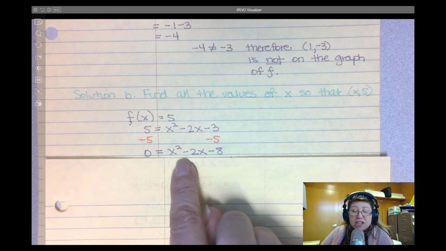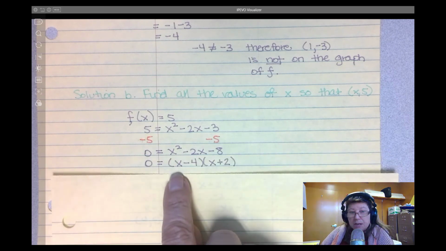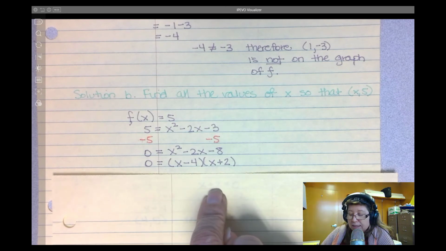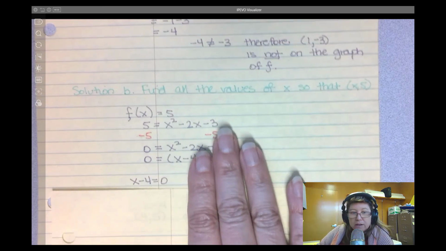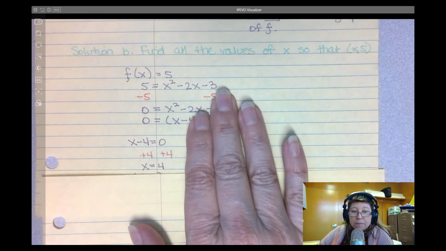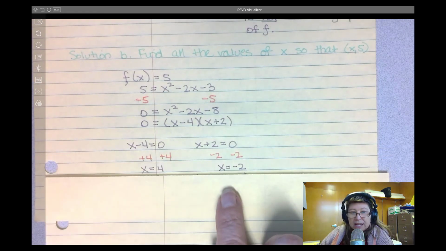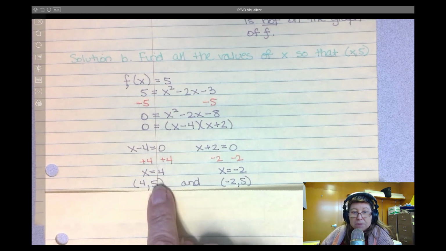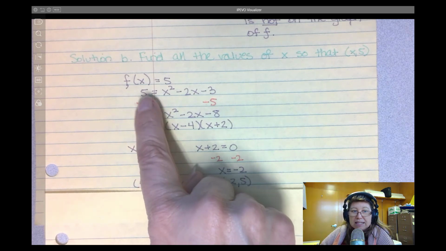I'm going to factor the x squared minus 2x minus 8, and I get (x minus 4) times (x plus 2). I'm going to use my zero factor property to break these apart to see which values of x we get. Okay, for x minus 4, we're going to add 4 to both sides, and we get x equals 4. For x plus 2, I'm going to subtract 2 from both sides, and I get x equals negative 2. That means when I plug in a 4, a 5 pops out. When I plug in a negative 2, a 5 pops out. Because remember, that's how I had it set up originally.